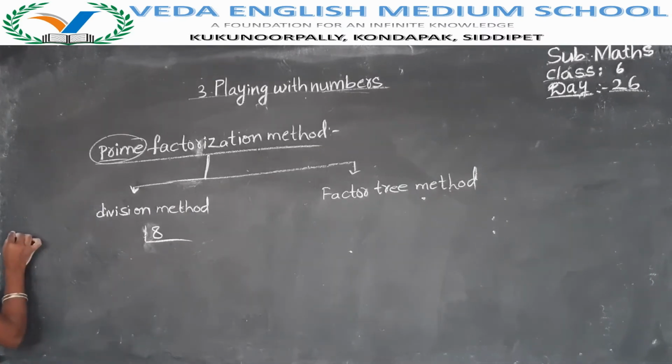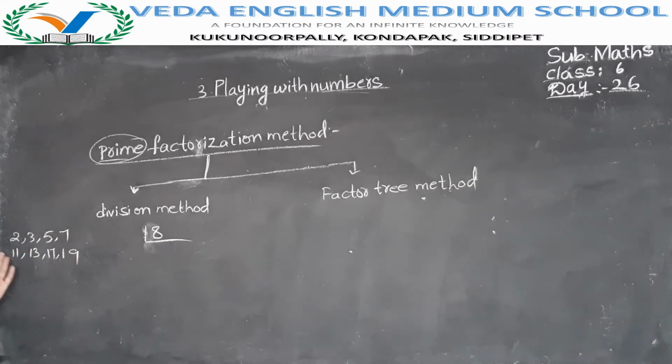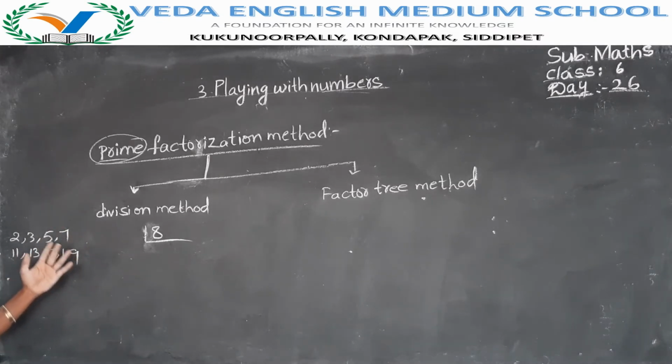First the prime numbers are 2, 3, 5, 7, 11, 13, 17, 19. These are the prime numbers. You have to complete this division method by using only these prime numbers. That means up to 100.